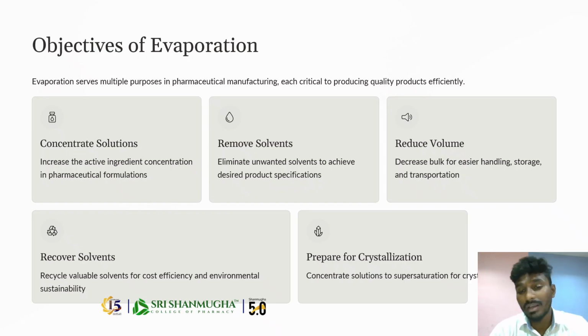And the fourth and last one is to prepare for crystallization: concentrated solutions form supersaturated solutions for crystal formation. These are the objectives for preparing the crystallization process.